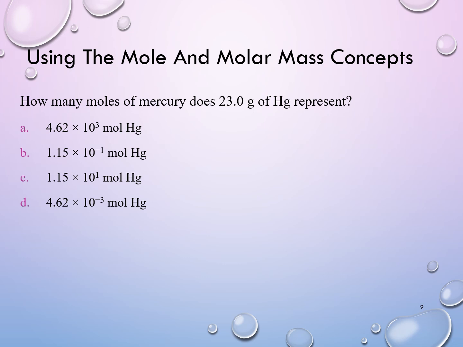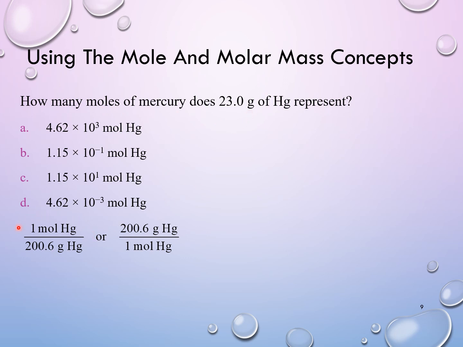So here's another example. How many moles of mercury does 23.0 grams of mercury represent? So you would need to look on the periodic table what the mass of mercury is. And this is what you'll see in the periodic table. Hg is 200.6 grams in 1 mole. So these are our 2 options that we can use. And we want to get from grams to convert it to moles. That means our grams needs to be on the bottom.